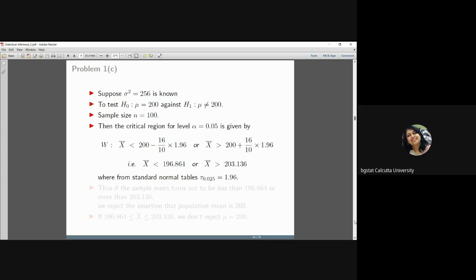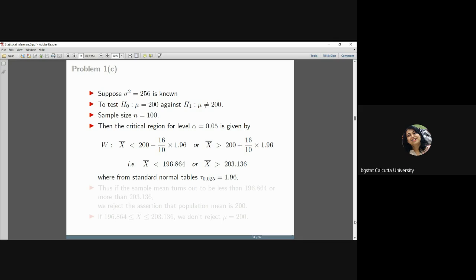So if I substitute the previous values, it turns out that I will reject H naught if either x bar is less than 200 minus 16 by 10. So note that my previous multiplier of 1.64 is now replaced by the multiplier of 1.96, because my tau alpha is now replaced by tau alpha by 2. So if I assume that I want an overall level of significance of 5%, I have to now use the tau corresponding not to 5%, but corresponding to half of 5%, which is 2.5%. So that value is 1.96.